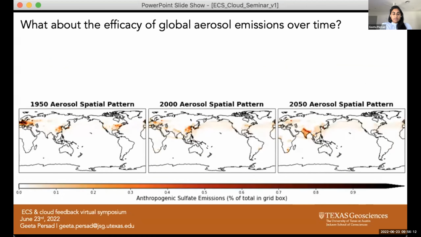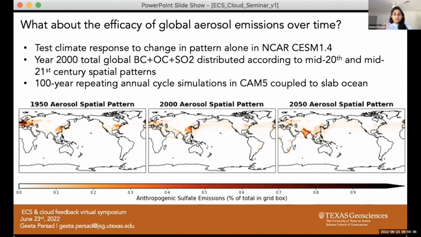So just to kind of illustrate that, here I'm showing you the spatial distribution of sulfate emissions in each time period from 1950 on the left, 2000 in the middle, and 2050 on the right. And this is just kind of giving you a sense of the overall spatial distribution of anthropogenic aerosol emissions. And again, you can see the sort of redistribution from really strong sort of Western hemisphere emissions in 1950 to more strongly sort of Chinese and tropical dominated emissions. And then in the future projections, we're looking at potentially concentration into parts of South Asia.